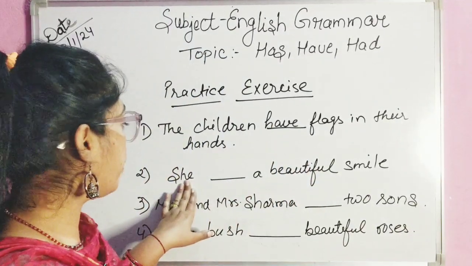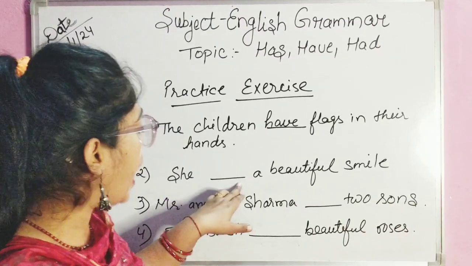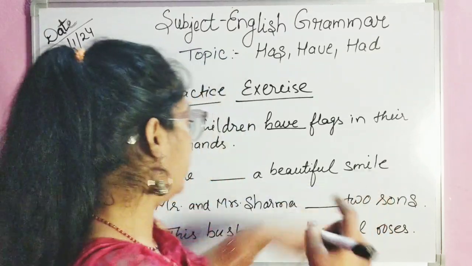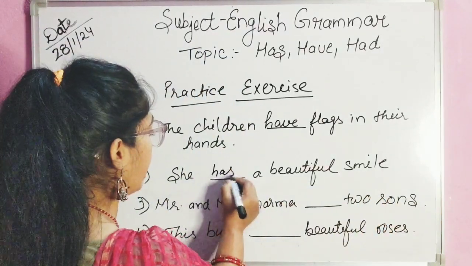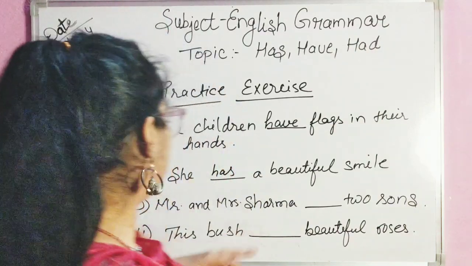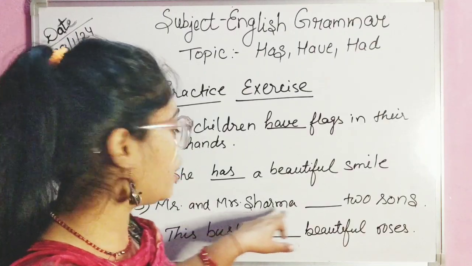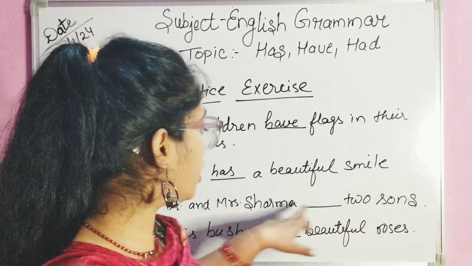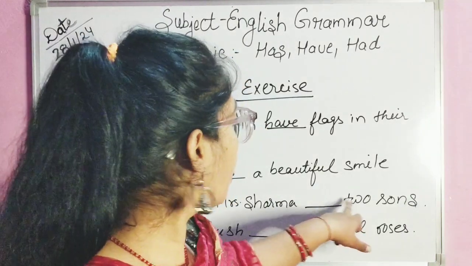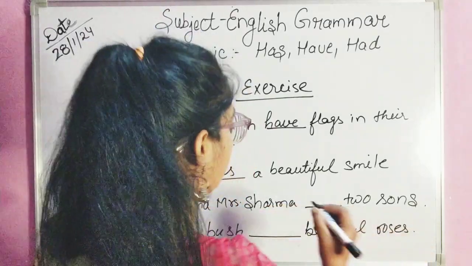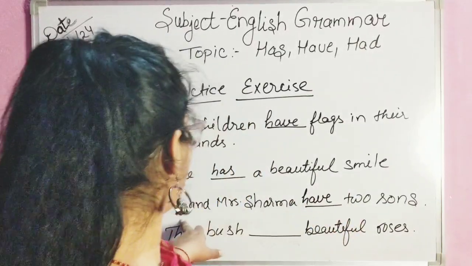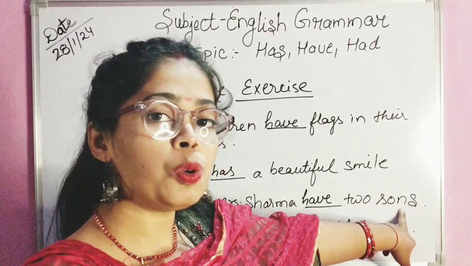Very good. Now remember here see. She dash a beautiful smile. She is always used with has. Yes, very good. Very good, students. She has a beautiful smile and she is a singular noun. Very good. Next, Mr. and Mrs. Sharma. Mr. and Mrs. Sharma. That is more than one person, right? Mr. and Mrs. Sharma. What will come here? Have. Yes, very good. Because it is a plural noun. So, we will use here have. Mr. and Mrs. Sharma have 2 sons.